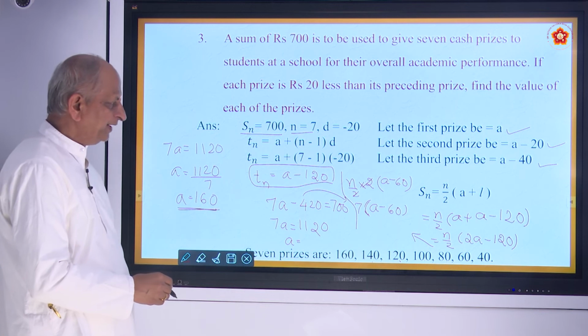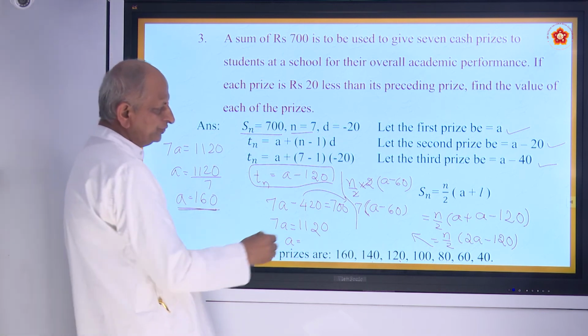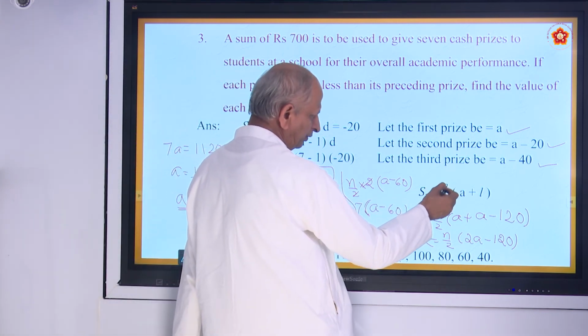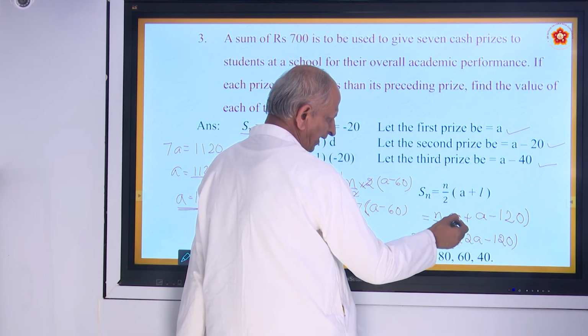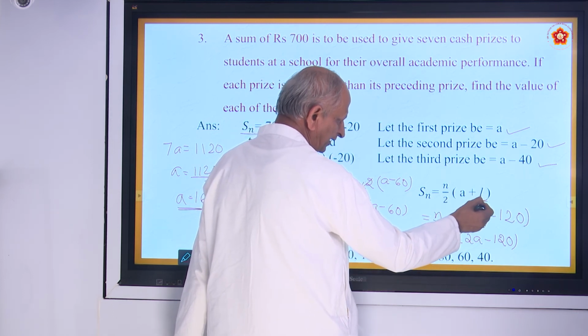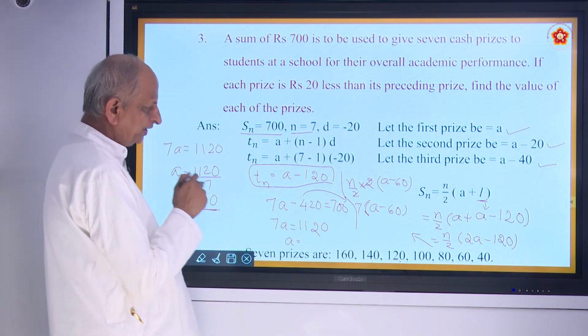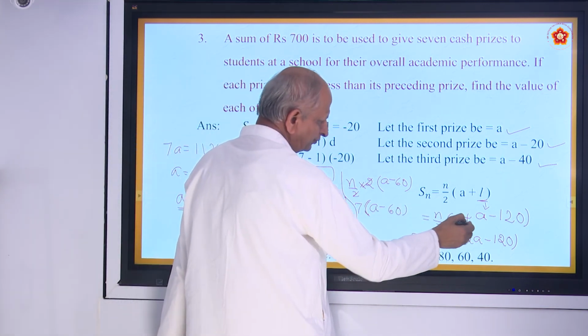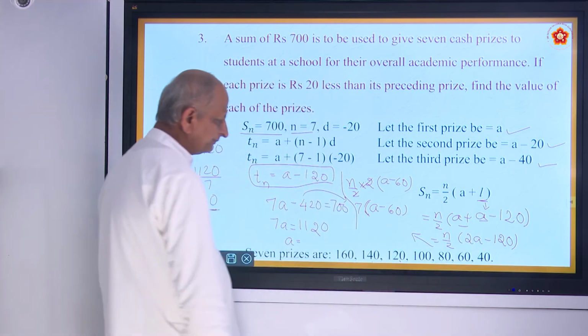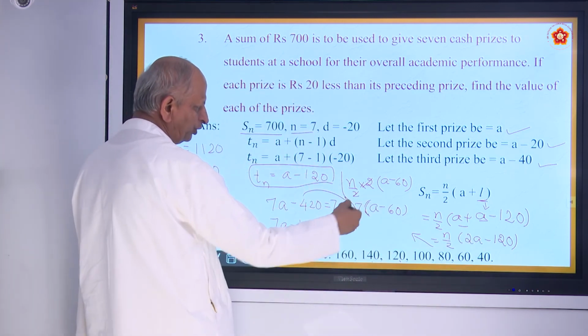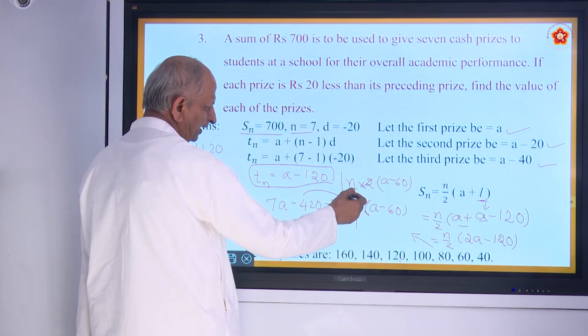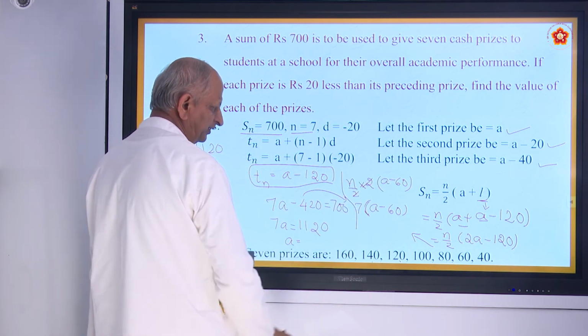Tn is equal to A minus 120. Use that here. Sn is equal to n by 2, A as usual, and instead of L you write A minus 120. So A plus A becomes 2A minus 120. Take 2 outside, so 2 cancels, n into A minus 60.